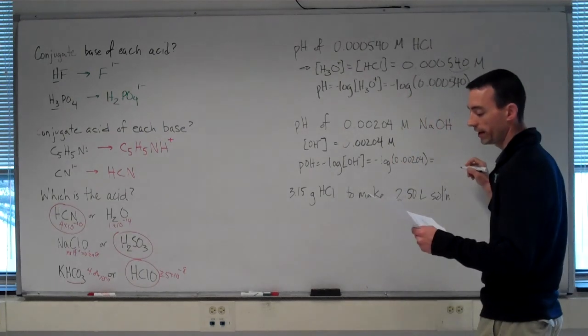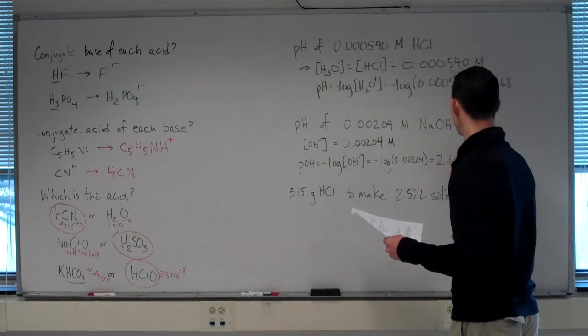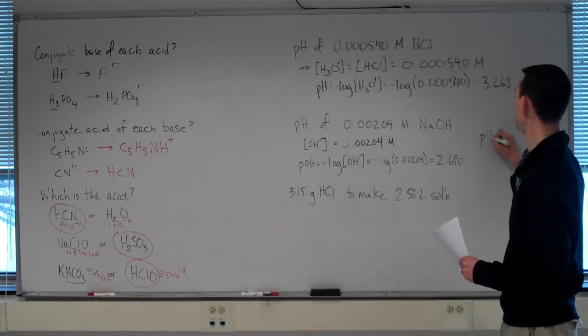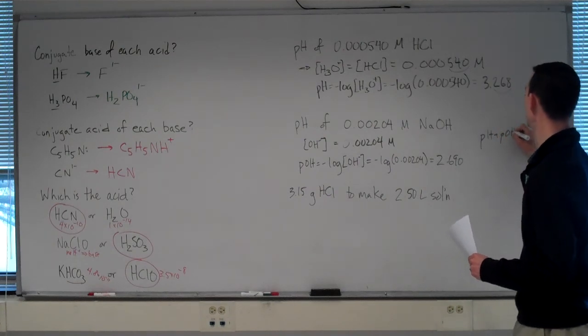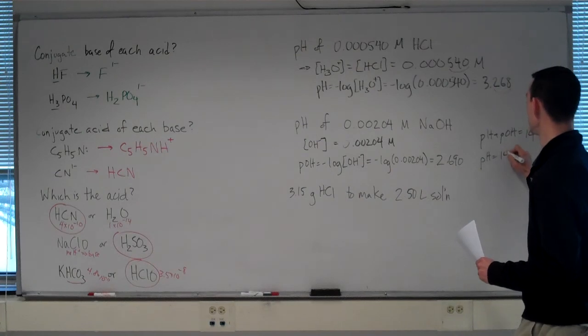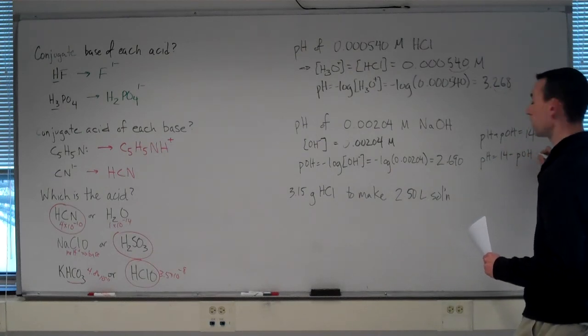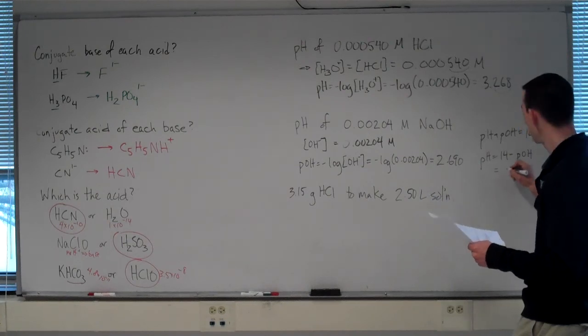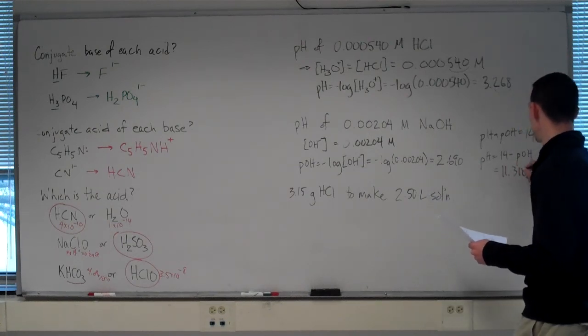So the pOH is first 2.690. To get my pH, recall that pH plus pOH equal 14. So the pH will be 14 minus our pOH value, or in this case, 11.310.